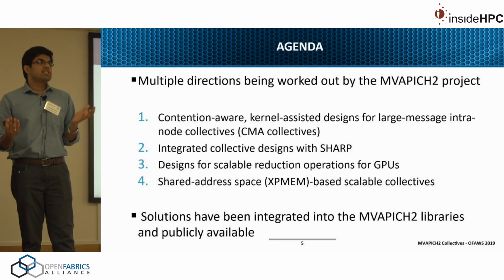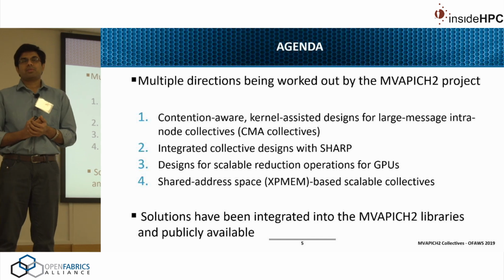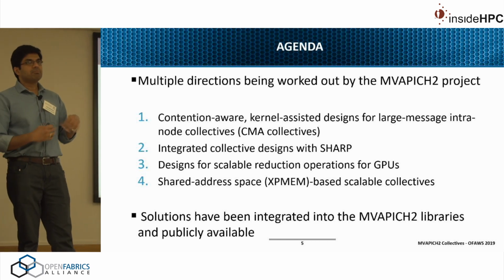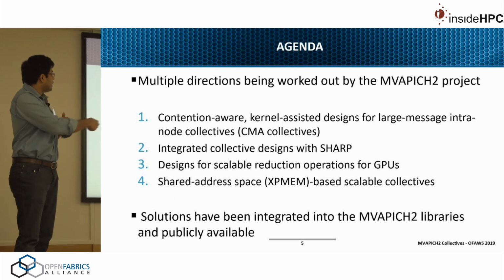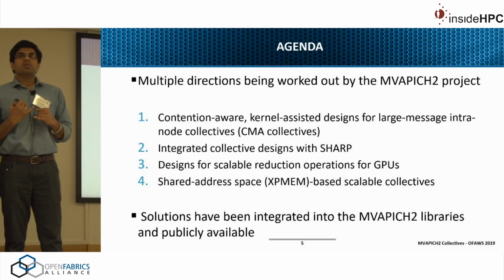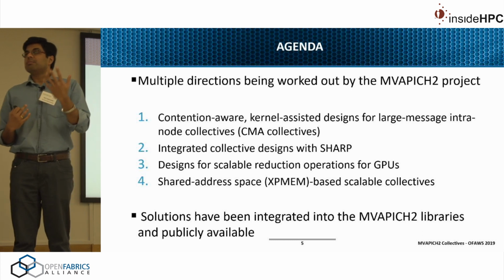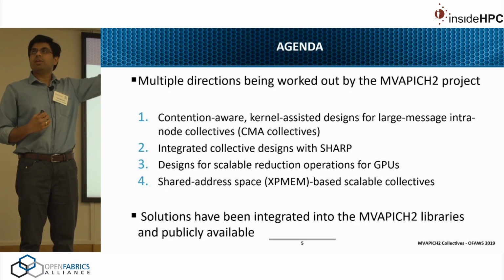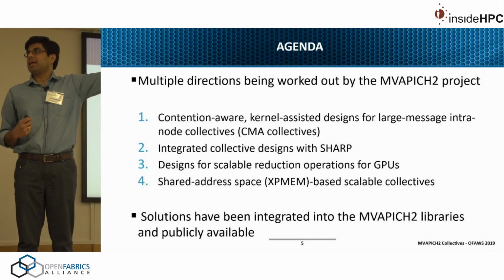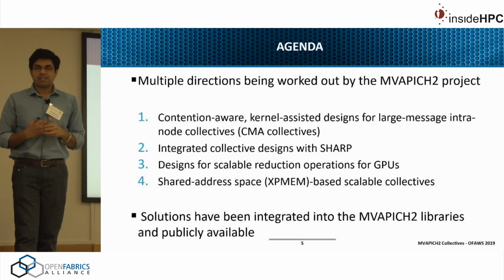So what are the directions that we are focusing on in MVAPICH2 as far as accelerating collective performance goes? We do several things, but due to lack of time, in this talk we'll be focusing on 4 particular aspects. One is, can you take advantage of kernel-based communication schemes like Linux cross-memory attach? How many of you here know what Linux cross-memory attach, CMA, is? Okay, at least the MPI folks do know that.